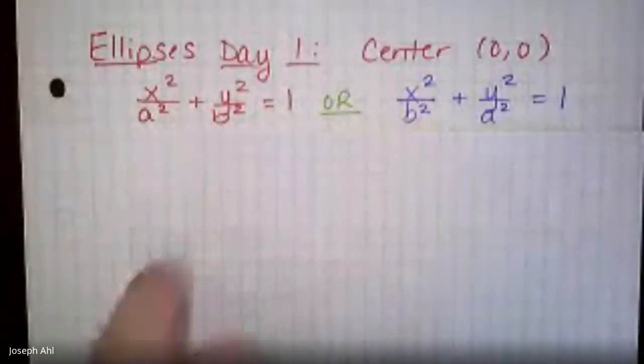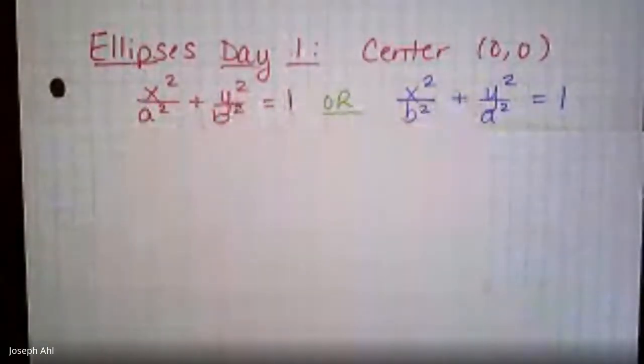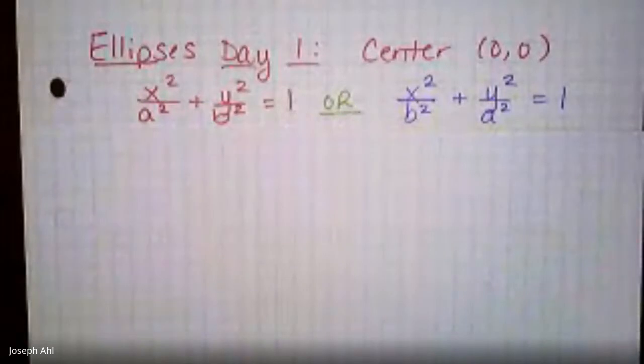So the only difference there is that you'll notice that the values of a and b are interchangeable, and that may not seem like a big deal, but I'll show you what each of those would look like and how we can identify what form a given equation is in.